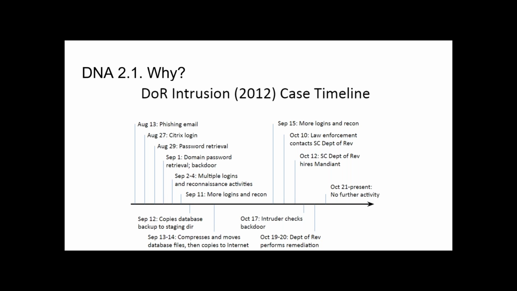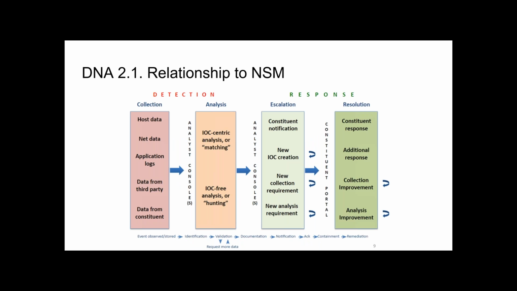And can I have the next slide, please, Matt? I just want to conclude here with the relationship to network security monitoring. This is a chart from my book on the practice of network security monitoring. It talks about how breaking out detection and response consists of collection, analysis, escalation, and resolution. And when you take these processes, these are the steps that your IRT is taking.